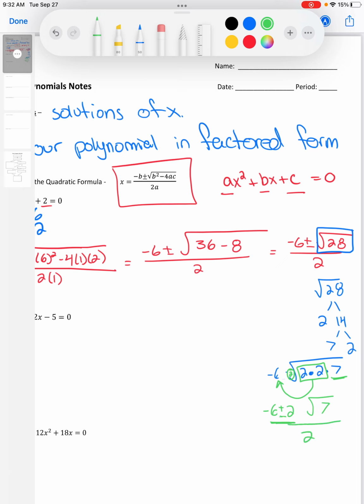Okay, last thing, can I simplify even further? Well, this is one term, this is one term, and they're all divided by 2. Is there something that goes into 6? Or can we divide 6 by 2? And 2 square root of 7 by 2? Yeah, we can. Okay. So, go up here, and we can get negative 3 plus or minus the square root of 7. And that's what x equals.